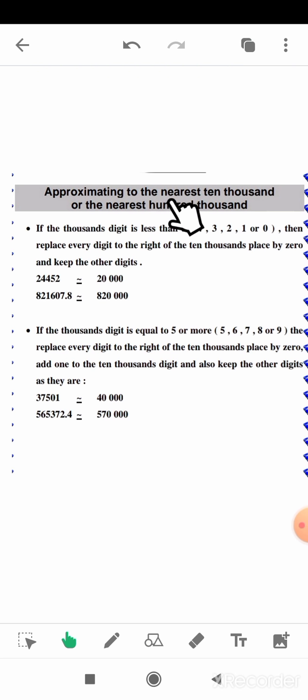Approximating to the nearest 10,000 or to the nearest 100,000. If the thousand digit is less than 5, or it's a poor number, then replace every digit to the right of the 10,000 place by 0 and keep the other digits. If I want to approximate to the nearest 10,000, I will look at units, tens, hundreds, thousands, 10,000. The 10,000 digit is 2, and I will look at the number before it. It's 4. 4 is a poor number, so it will be replaced by zeros.